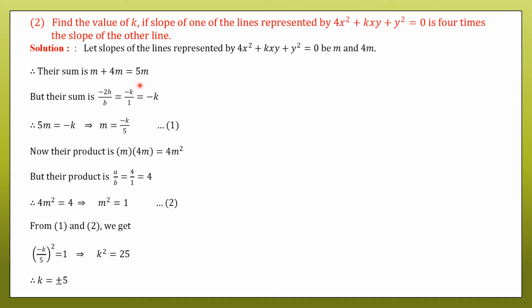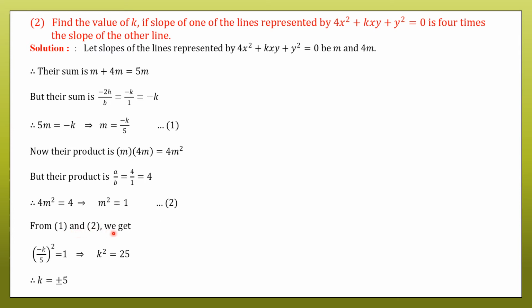According to the given condition, the sum of the slopes is 5m, equal to minus k. Therefore, m equal to minus k divided by 5, denoted by equation 1. Now their product is m into 4m equal to 4m square. But their product m1 multiplied by m2 is equal to a divided by b. a equal to 4 and b equal to 1, we get a divided by b equal to 4. From this condition, 4m square equal to 4. Hence, m square equal to 1, denoted by equation 2.